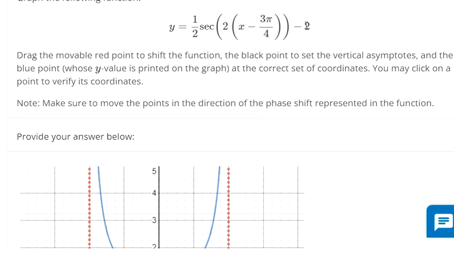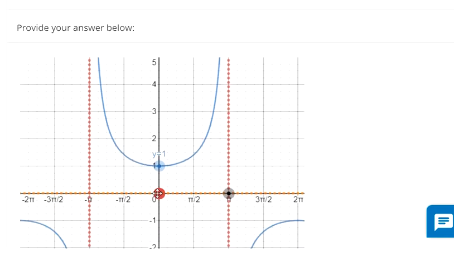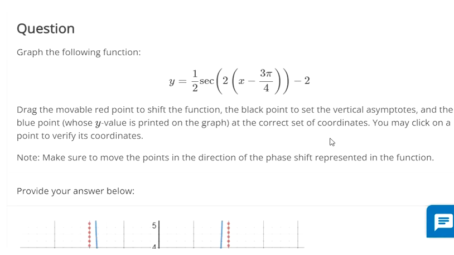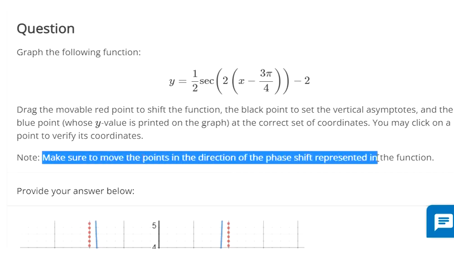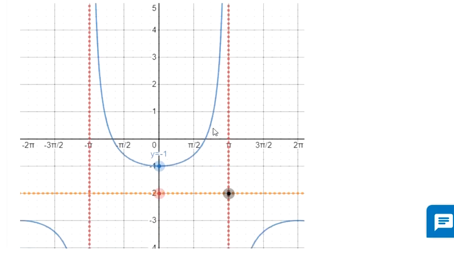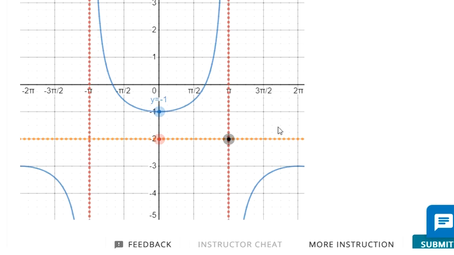Minus 2 is a vertical shift, so the horizontal line should be down at -2. And then there's a phase shift happening. Look what they say: make sure to move the points in the direction of the phase shift represented in the function. What they mean is, if you're subtracting 3 pi over 4, phase shifts go in a counterintuitive way. That means we go to the right 3 pi over 4 units from starting. So, which button do we do? Looks like this one, yeah.